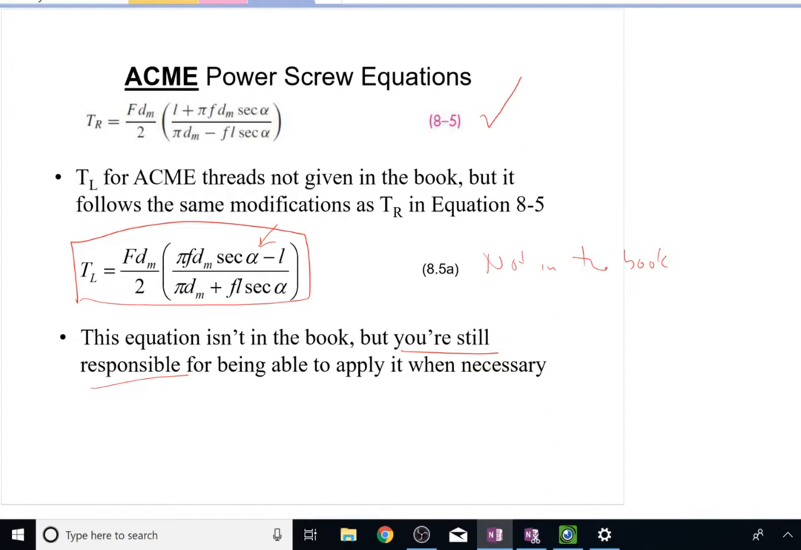L, these are still L's, these are L's, not 1's. And F is the coefficient of friction. D sub m is the minor diameter.